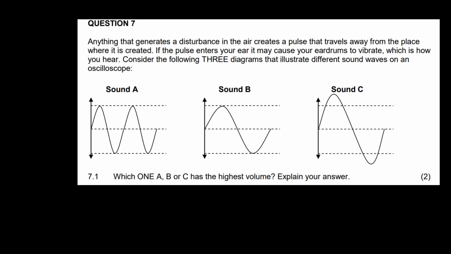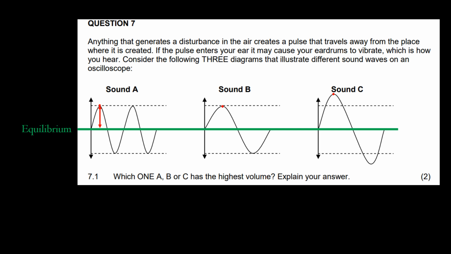The amplitude is the distance from equilibrium to the crest of a wave, or the distance from equilibrium to the trough of a wave. The crest is the highest point on a wave. So if this is the equilibrium, the highest point on A is here. The highest point on B is here. And the highest point on C is here.